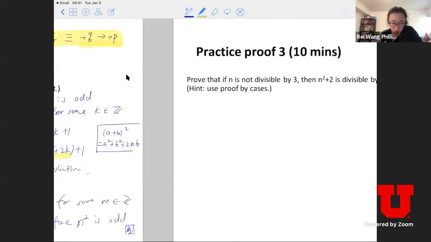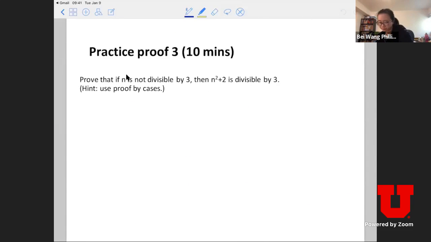Okay, let's look at the next one. Next one is a little bit tricky. That's why I put 10 minutes. Again, it would be a good time to pause the video and try to solve it by yourself and then resume it to see my solution. Okay, so prove that if n is not divisible by 3, then n squared plus 2 is divisible by 3. Okay, so there's a few interesting part of this problem where you want to first process.